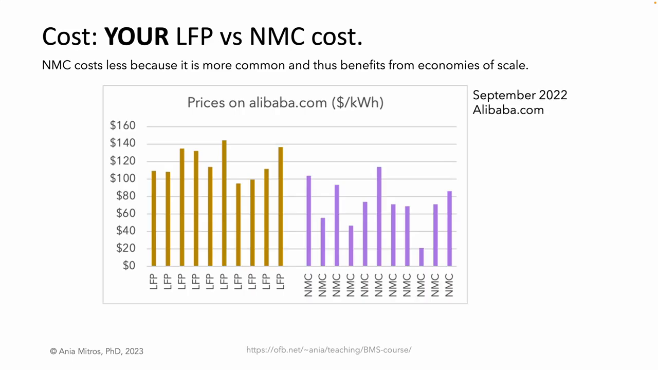So I went to Alibaba.com, a website selling all sorts of things from China. I searched for LFP lithium battery or NMC lithium battery and noted down the cost for the first 10 or 11 results for prismatic cells. Prismatic, which is to say cells packaged in rectilinear boxes without any added electronics. And what I see here, on Alibaba, NMC cells are less expensive than LFP.